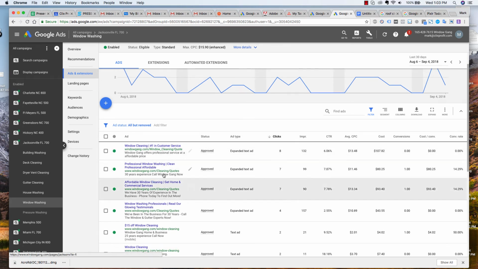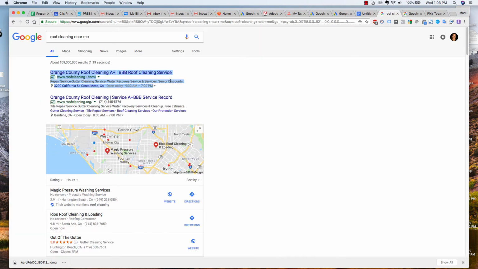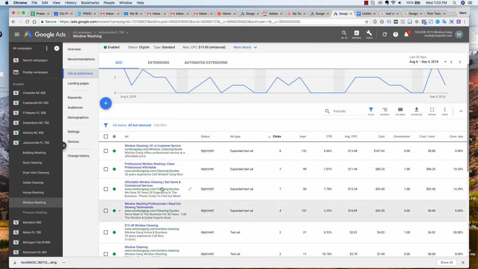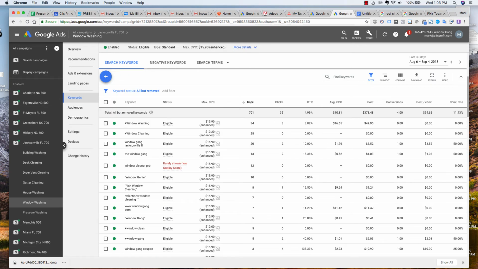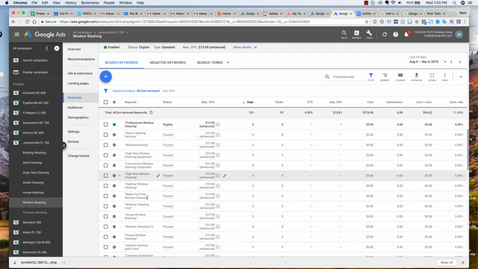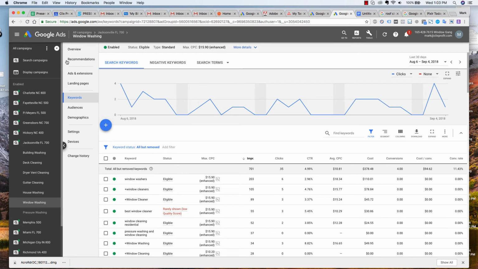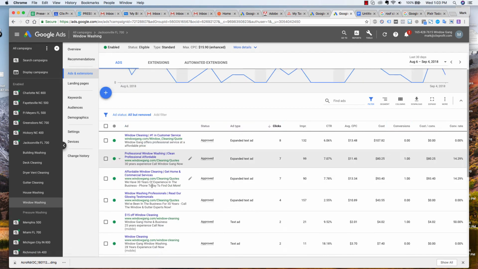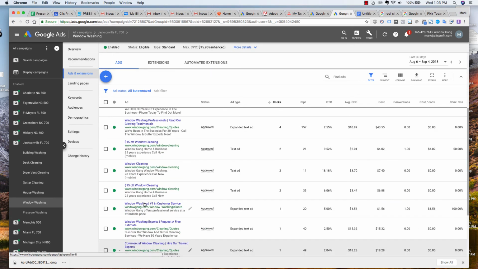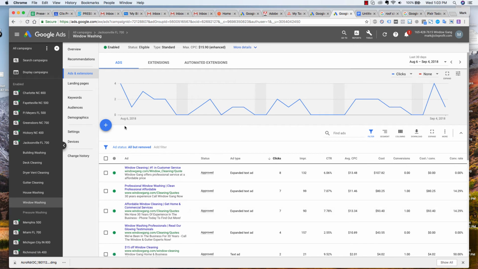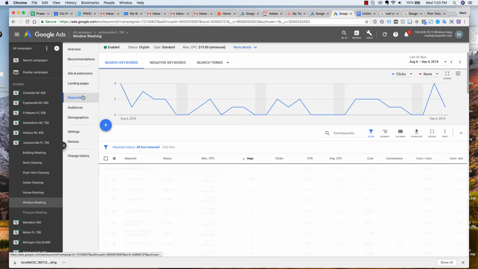If you look here, you're going to notice this looks very similar to this because it's the same thing. Okay, these are the actual ads. And what happens is when any one of these keywords is triggered, any one of them, Google will show one of these ads. So let's go back into the keywords.